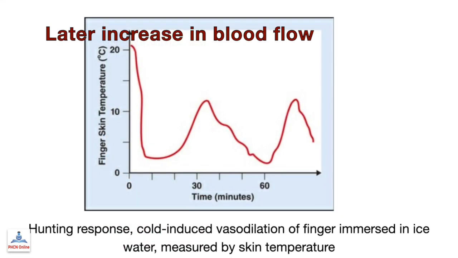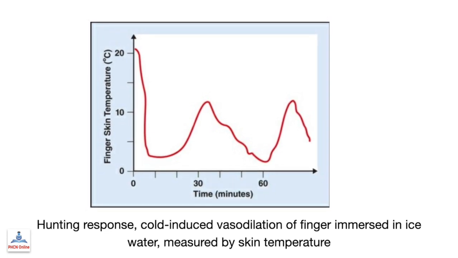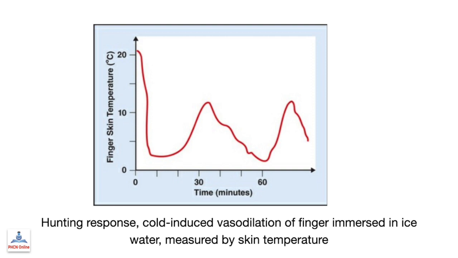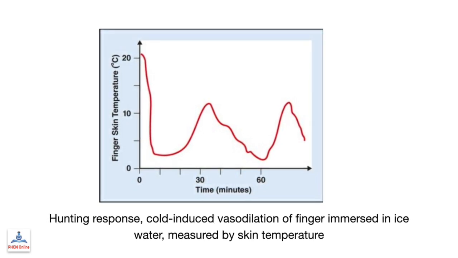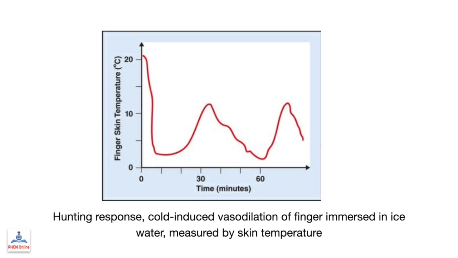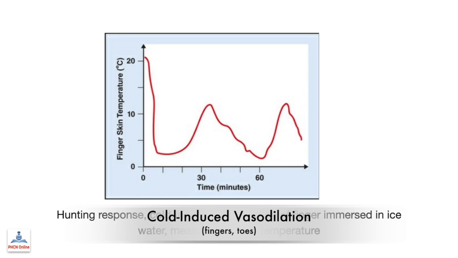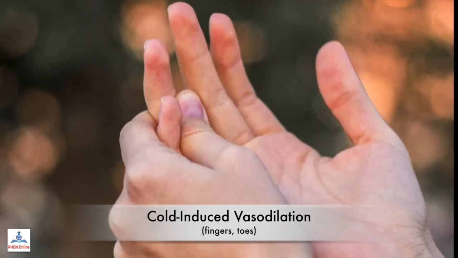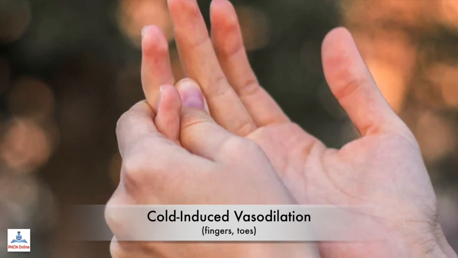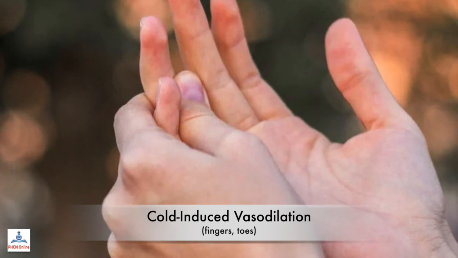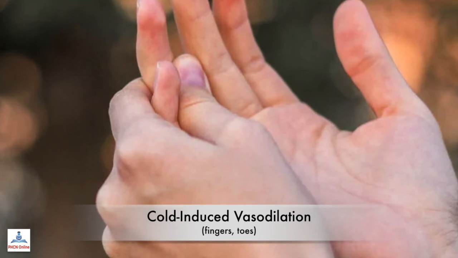Later increase in blood flow. When cold is applied for longer periods of time or when the tissue temperature reaches less than 10 degrees Celsius or 50 degrees Fahrenheit, vasodilation may occur. This phenomenon is known as cold-induced vasodilation. This effect is most likely to occur in the distal extremities, such as the fingers or toes, with applications of cold at temperatures below 1 degree Celsius for longer than 15 minutes.